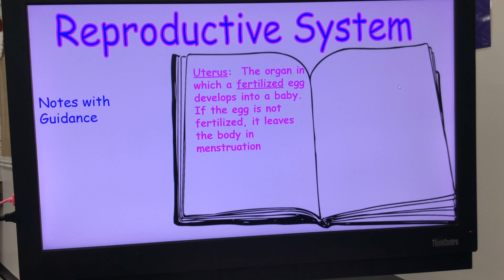For your notes entry, you will write uterus, the organ in which a fertilized egg develops into a baby. If the egg is not fertilized, it leaves the body in menstruation.